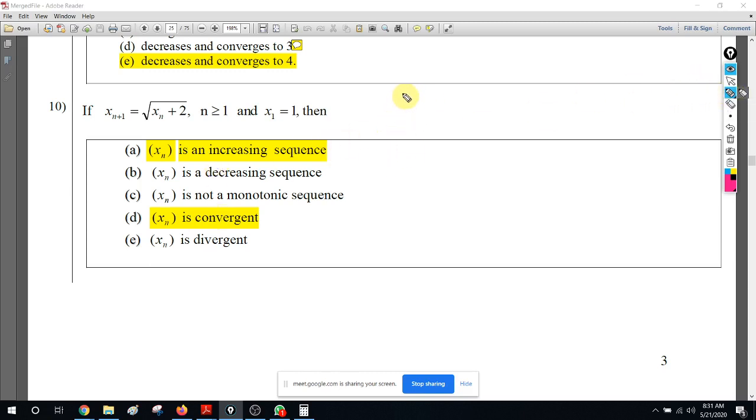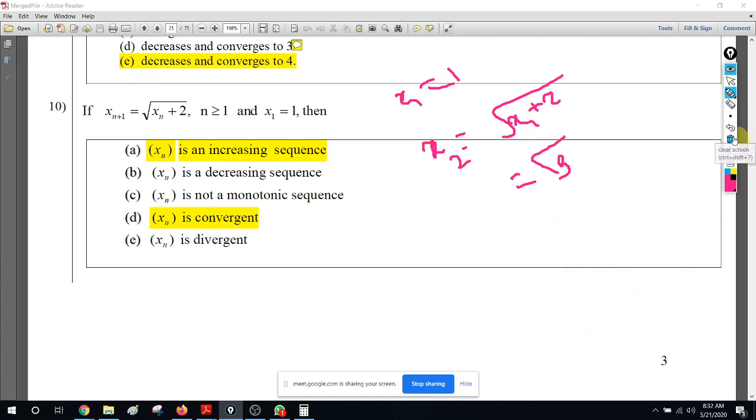So say that x1 is 1, because we have to see the pattern. Now let's put 1 here. That is x1 plus 1, x2 equals root of 1 plus 2. Now again you can see root 3. Actually it is the same question. It is converging and it is an increasing sequence, and I think it is going to keep on reaching 1 or 2, I can't remember. So it is the same question they have mentioned. So I have to calculate and find the pattern, right?